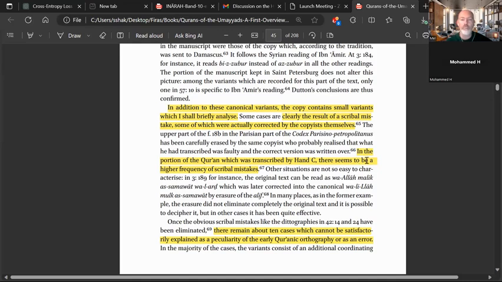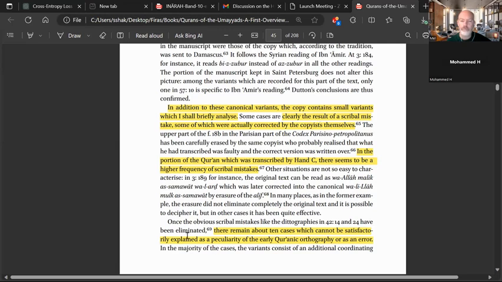Another observation is that in the portion of the Quran which was transcribed by hand C, there seems to be a higher frequency of scribal mistakes. So these are all things that you need to take into account. Different scribes had different levels of familiarity or qualification. Some of the scribes were probably more prone to error. Sometimes you can easily identify a scribal mistake: if the text that is written there doesn't make sense, then it's most likely a scribal error.